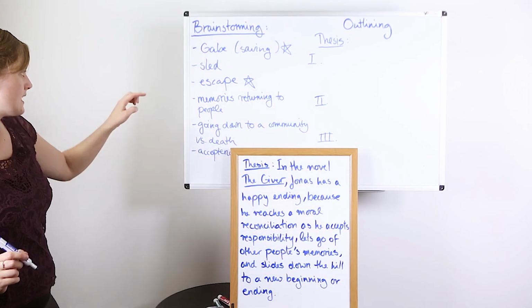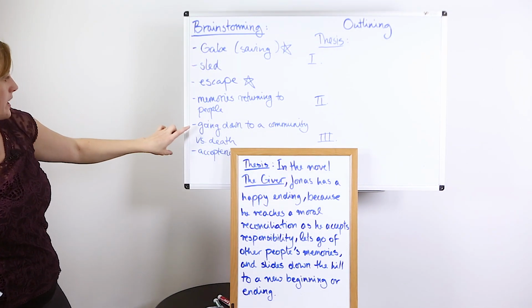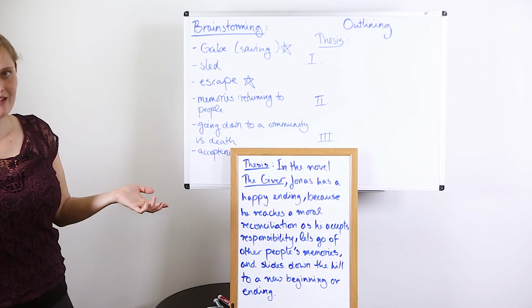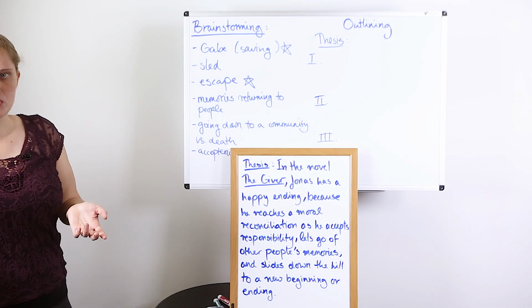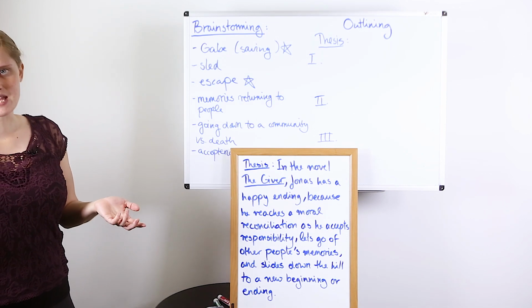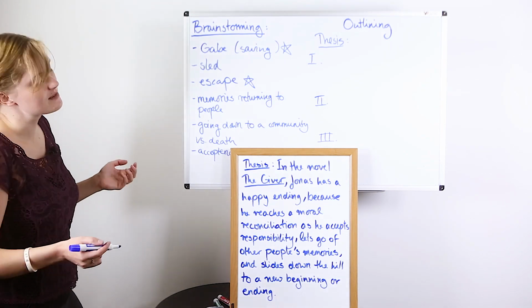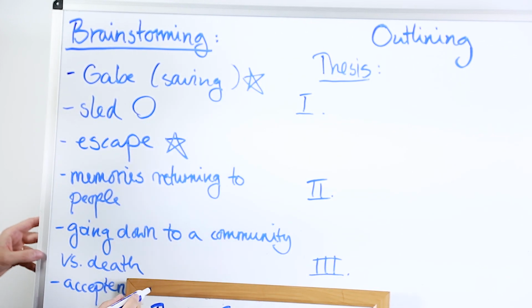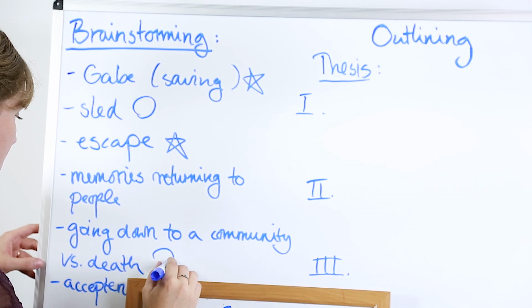And I see that the sled and the going down to a community, which in the first book is kind of ambiguous. Are they going to a community, or is he actually dying? It can be interpreted both ways. So I'm going to draw circles so I can identify that those 2 go together.